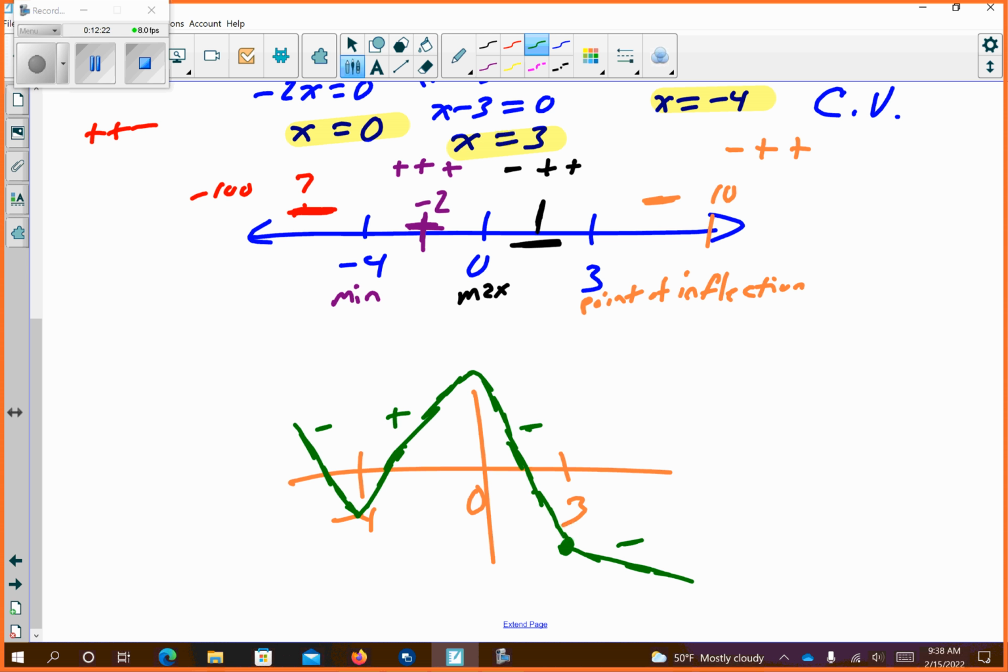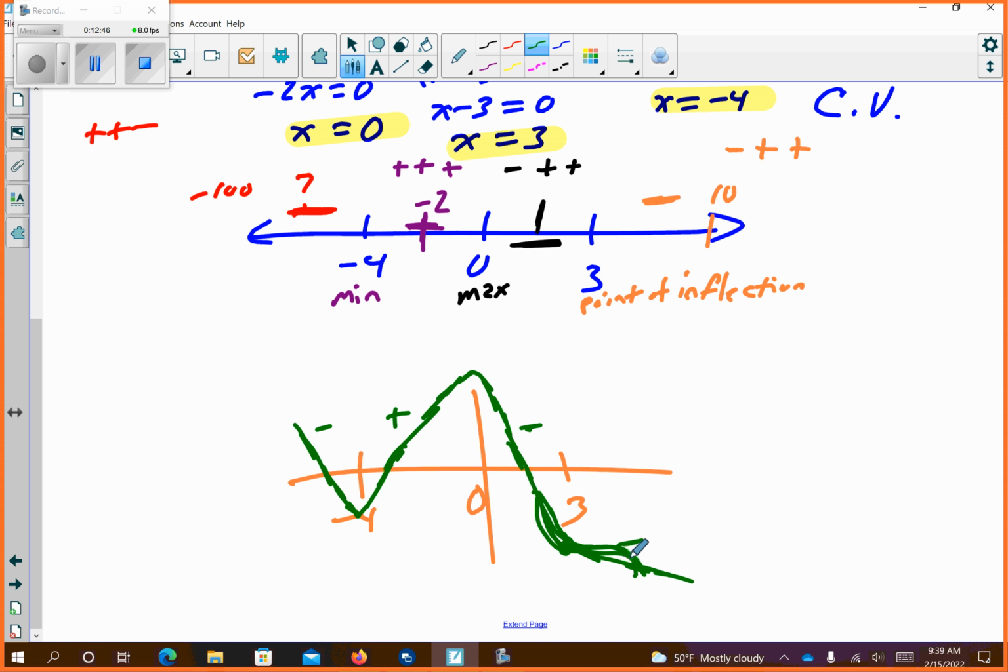So this could be something like this, kind of rounded, like that. So that's basically what that graph could look like. Okay, I'm not saying that's exactly what it looks like, but if you were to graph that on a graphing calculator, I imagine you're going to get something similar. Whether or not it looks identical, it's still going to have the overall shape. Okay?